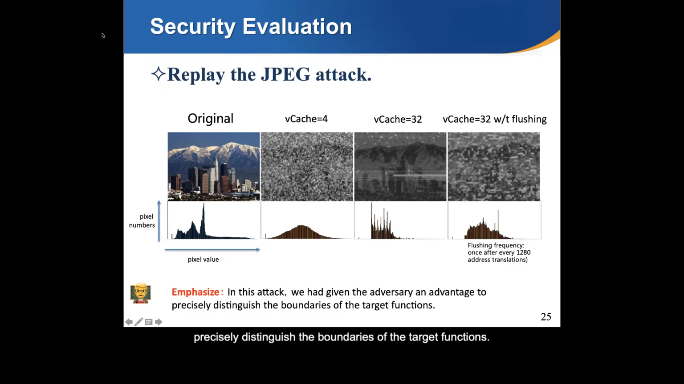But in practice, because of the implicit replacement and explicit forced flushing in the vcache, it's not easy to distinguish which minimum pages are in the vcache.